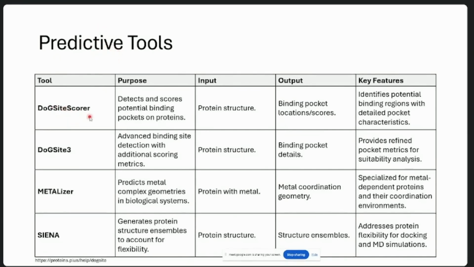We have predictive tools, and these are pretty important. We have, for example, DoGSiteScorer, which is based on a machine learning approach, like the support vector machine algorithm. What is good with this tool is that it predicts the binding pocket. It scores different binding pockets, and it gives you a druggability score for the binding pocket, and the accuracy is around 83 to 88%, I think, for the druggability scores against experimental data. So yeah, it's a pretty good tool.